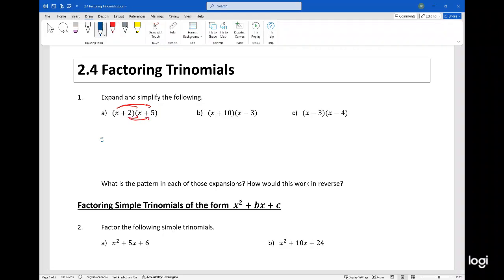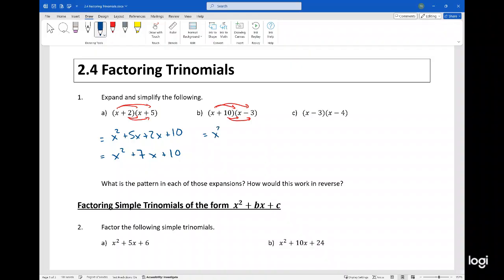So if I expand that out, I get x squared plus 5x plus 2x plus 10, which equals x squared plus 7x plus 10. And we'll do all three of these, and then we'll start talking about the pattern that we see. I'll go through these relatively quickly because they are review.